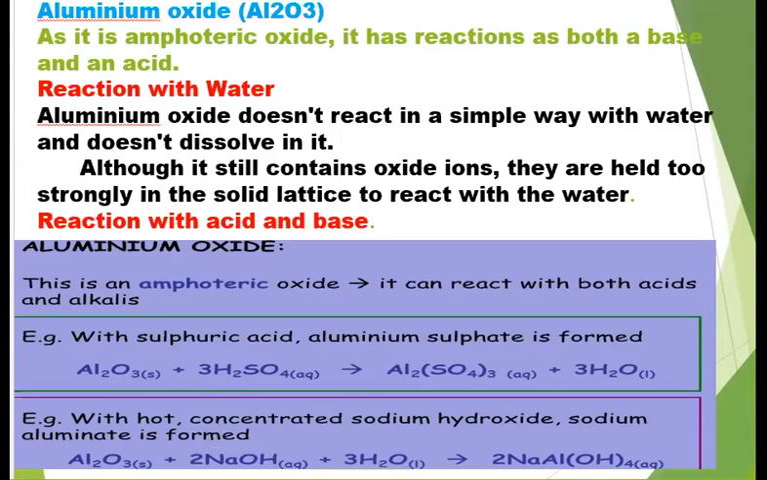This reaction shows that aluminium oxide shows the behavior of acid. While this reaction shows that here aluminium oxide acts as a base. So we say that aluminium oxide is amphoteric in nature.